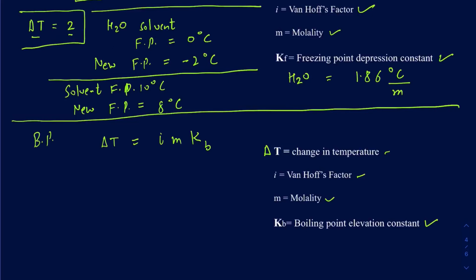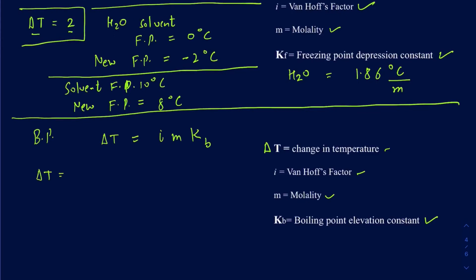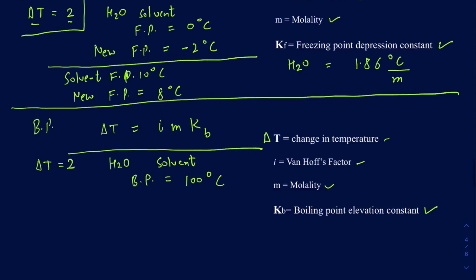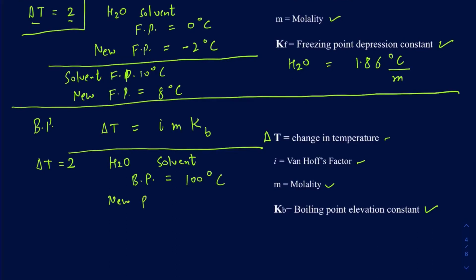Now, what happens when you do calculate the delta T? Suppose the delta T came out to be 2, and you're using water as your solvent. So what's the normal boiling point of water? That's something you are expected to know: the freezing point of water and the boiling point of water. If you're provided any other solvent, they would give you the freezing point and the boiling point depending on the type of question asked. So the boiling point is 100 degrees Celsius, but then what's going to be the new boiling point in that case?